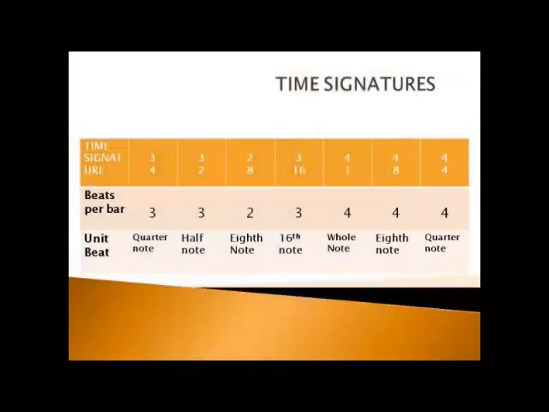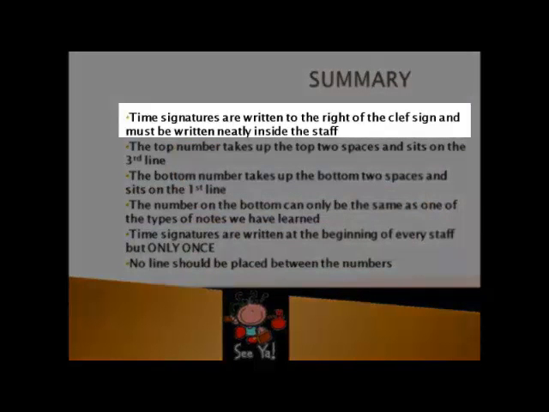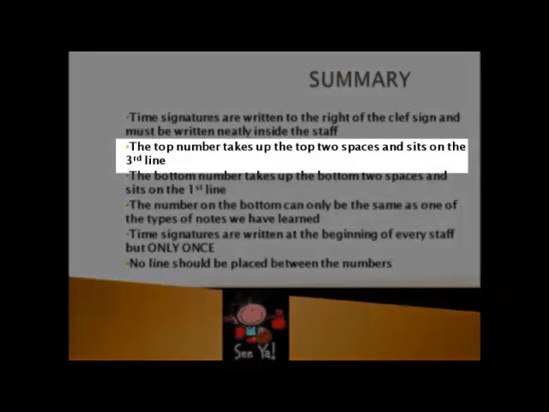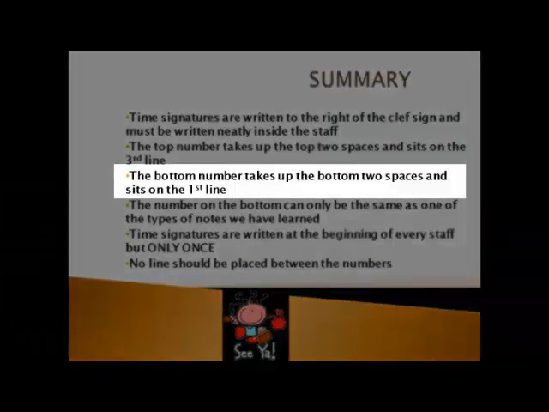Now let's just review our time signatures here. The time signatures are written to the right of the clef sign, and they are written within the staff. You don't want your time signatures to be larger than your staff or smaller than your staff. It should cover the whole staff. Also, your time signatures must be written in the treble clef and the bass clef. The top number is going to take up your top two spaces, and it's going to sit on line 3. The bottom number is going to take the bottom two spaces, and it's going to sit on the first line.